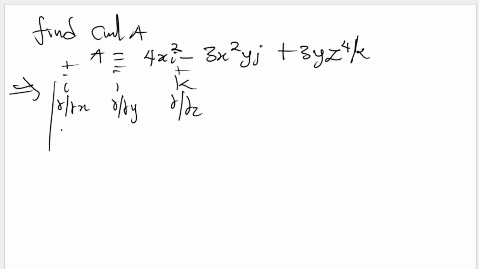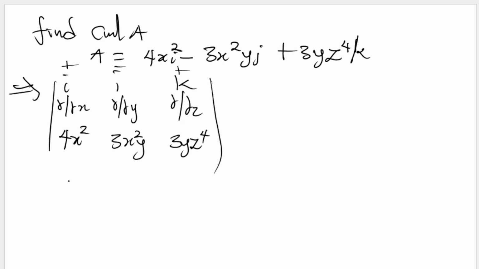On this row, you have 4x square. Here you have 3x square y, and here we now have 3yz raised to the power of 4. Are we together? Now, the next thing you do is simplify using the matrix concept. And what's the matrix concept? The matrix concept simply says we are keeping out each of these components, and we are deducing what the values will be. That's the concept of matrices.